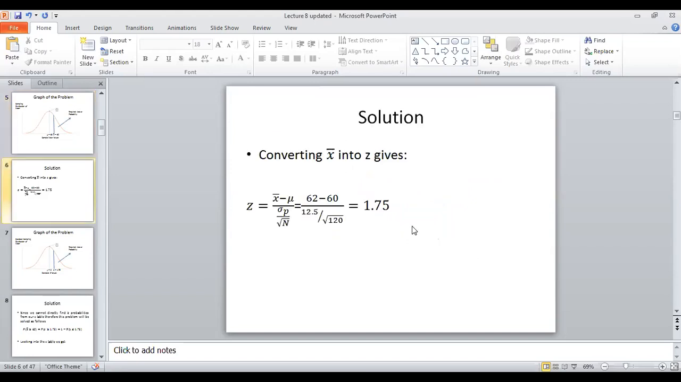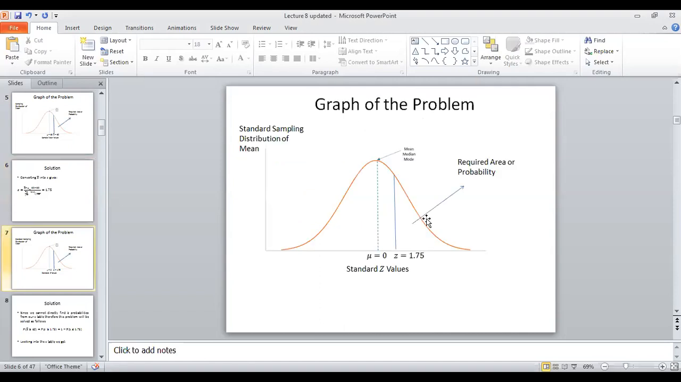So the first step is to convert the x bar into z, and using the formula and the calculations shown here, we can see how this x bar can be converted into a z value, which is a simple equation: x bar minus mu, divided by sigma upon root n, that is 62 minus 60 upon 12.5 divided by root 120, because 120 was the sample size given to us. It is easy to see how the calculations go. When we do these calculations, we get a value of 1.75. So basically x bar has been converted to a z value which is 1.75.